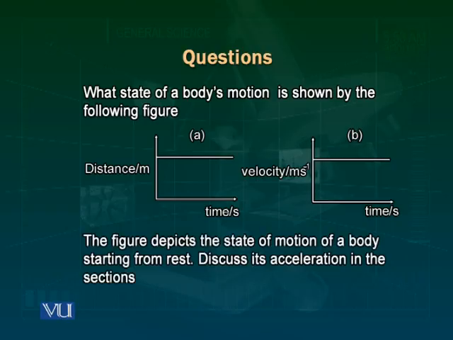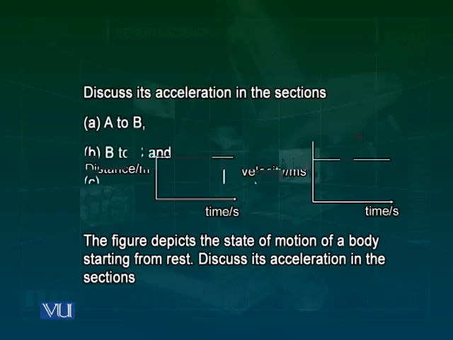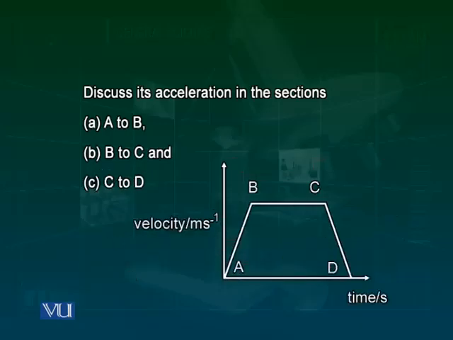Now, the third question is: you're given a graph in which there are three sections, A to B, B to C, C to D. It's a velocity time graph. The question we're asked is to discuss the acceleration in the sections A to B, B to C, and C to D. If we look at the first section in the velocity time graph, section A to B, we find it is a curve which is sloping upwards.